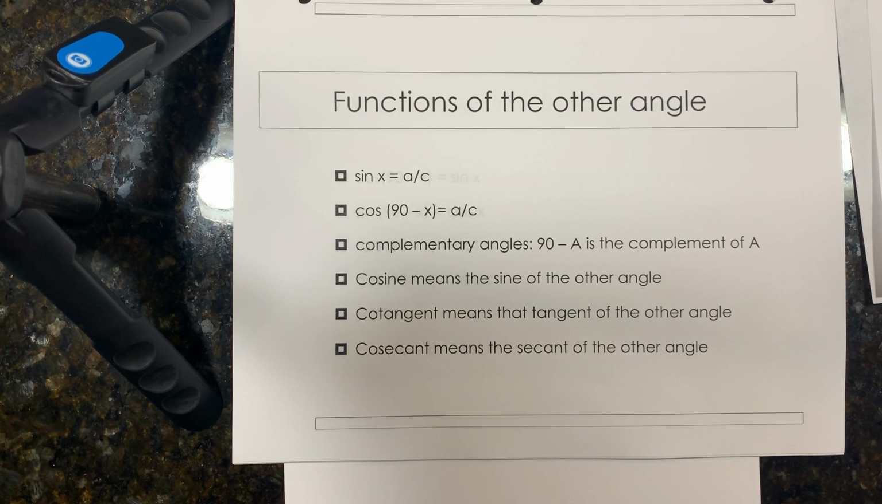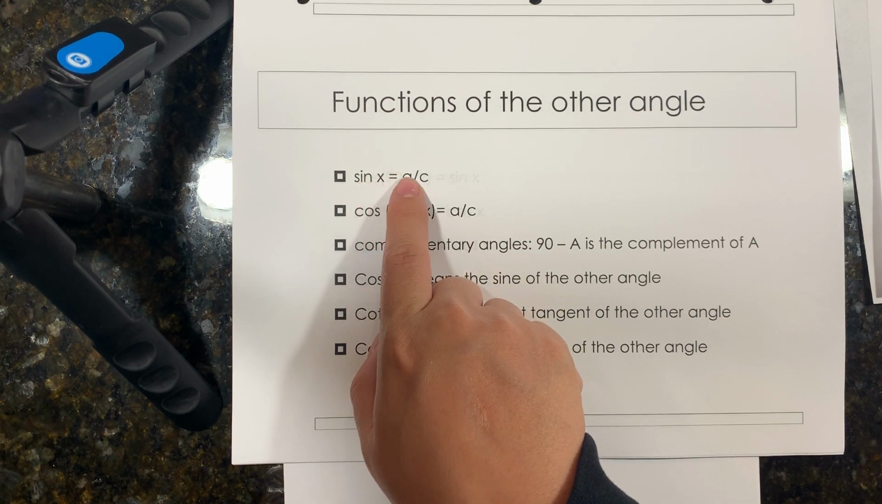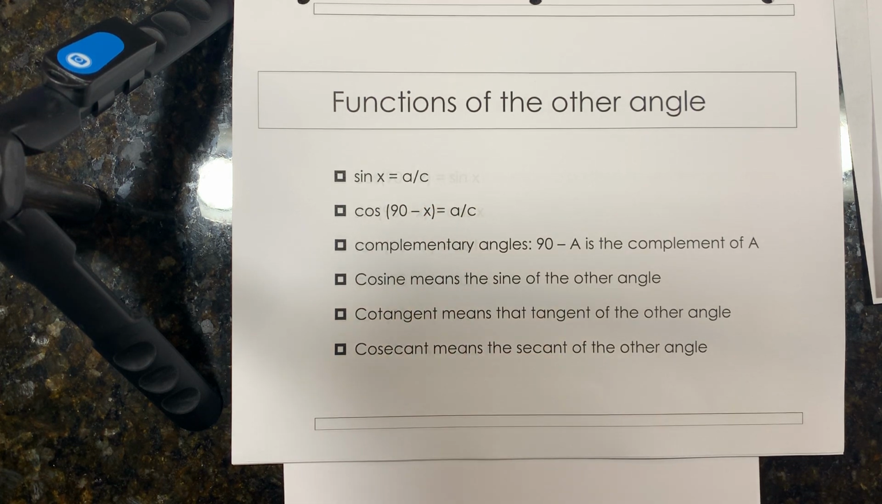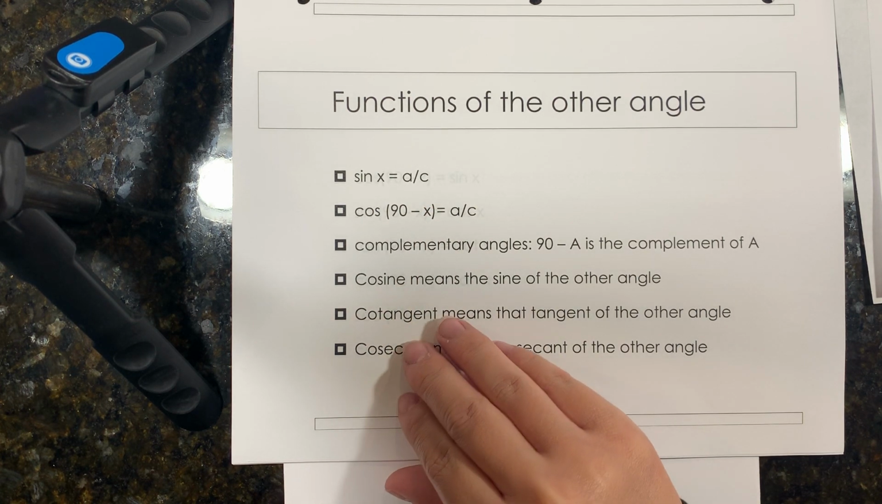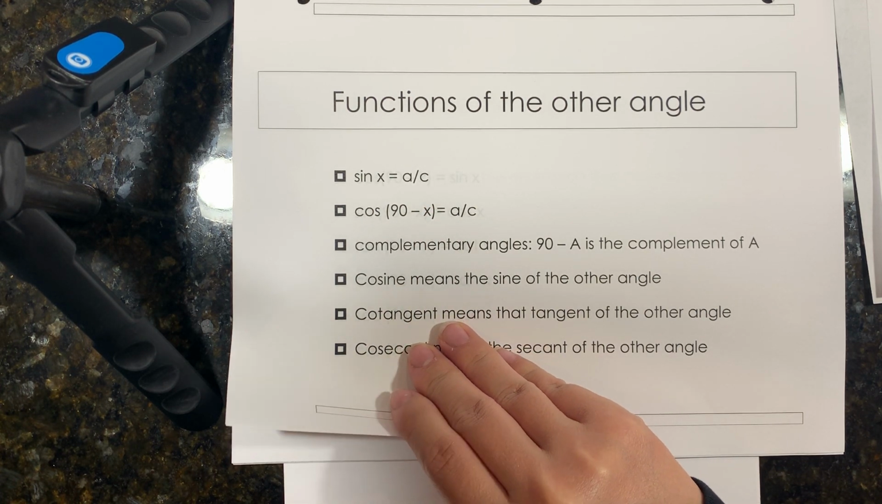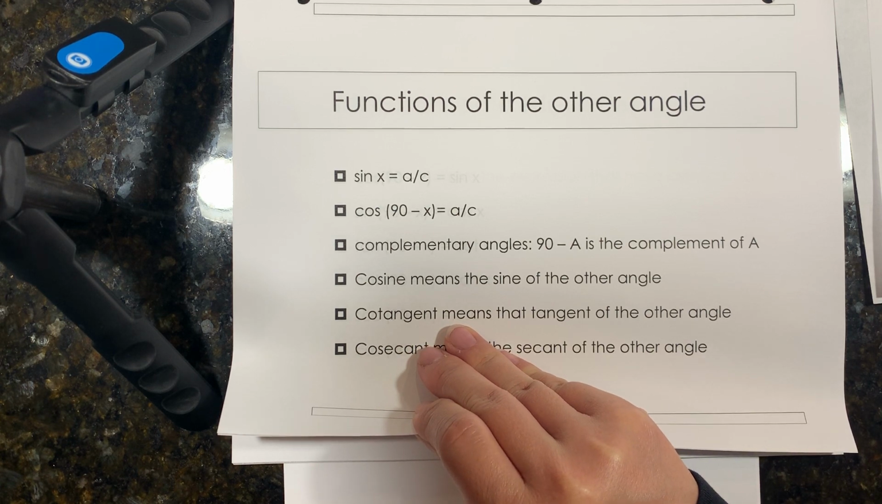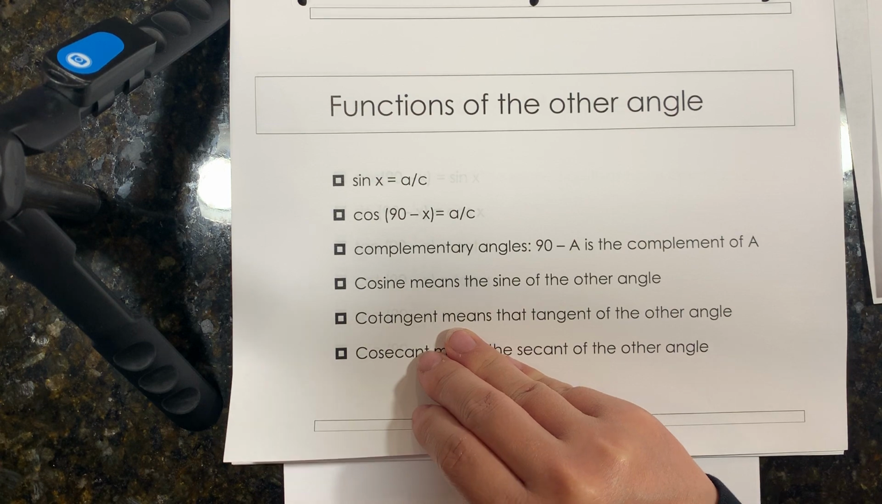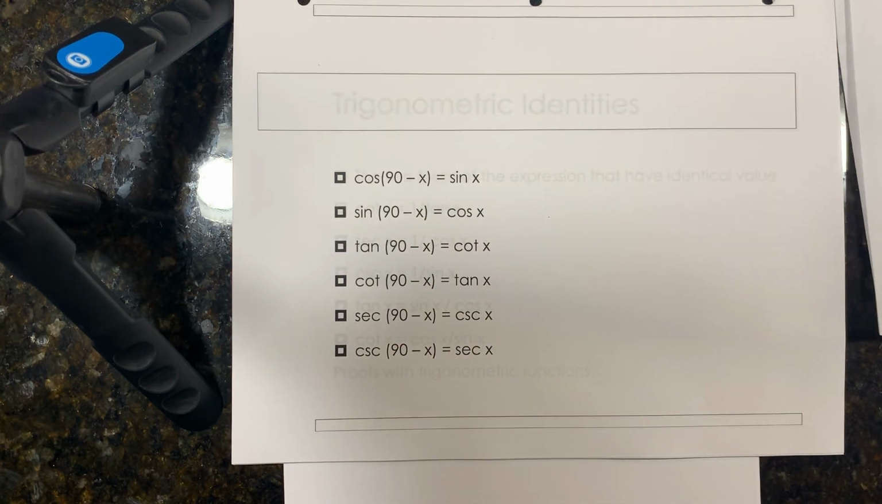Now looking at the functions of the other angle. So if you have sine of x is equal to a over c, the cosine of 90 minus x is actually going to be equal to a over c also. So cosine means the sine of the other angle. Cotangent means the tangent of the other angle. Meaning that you need to know all of these.